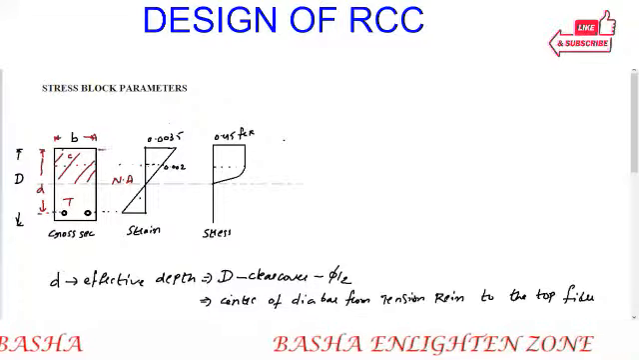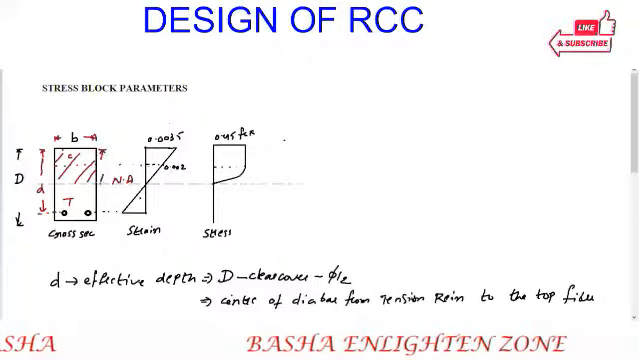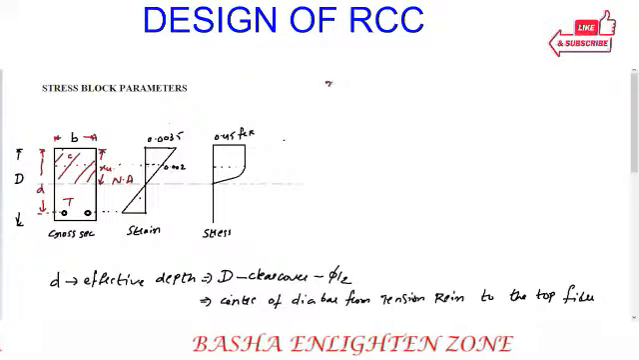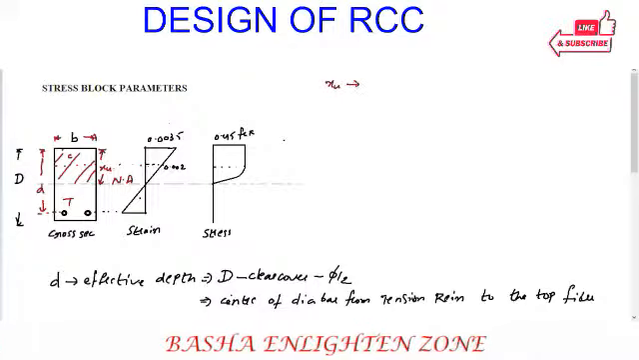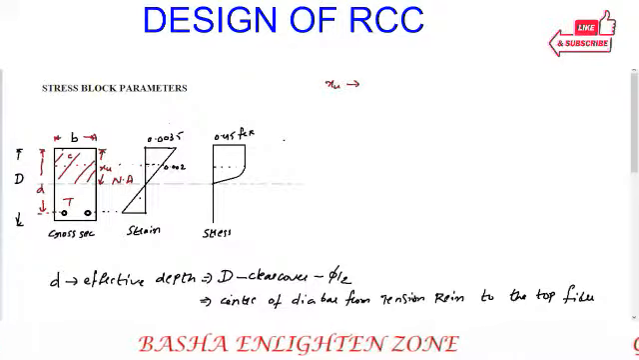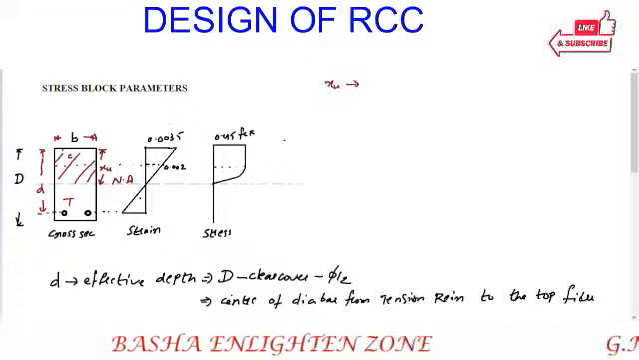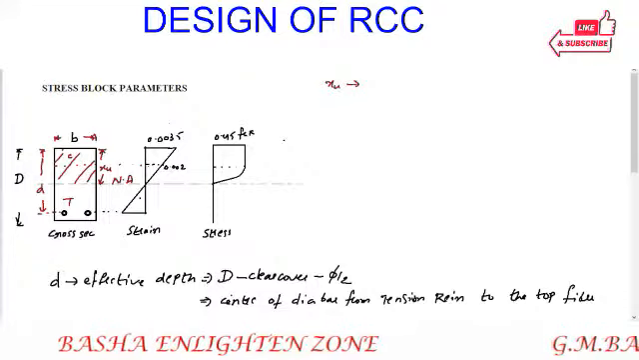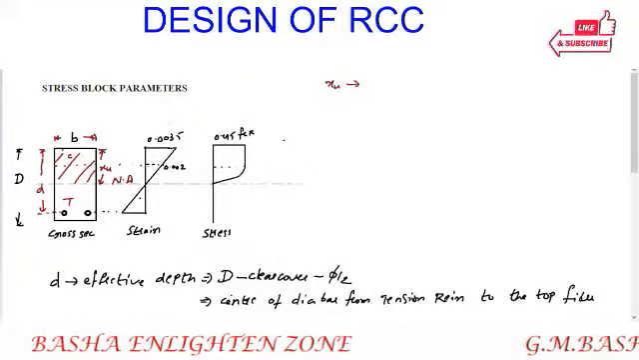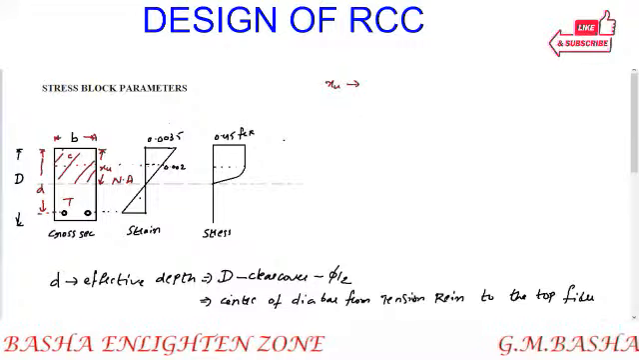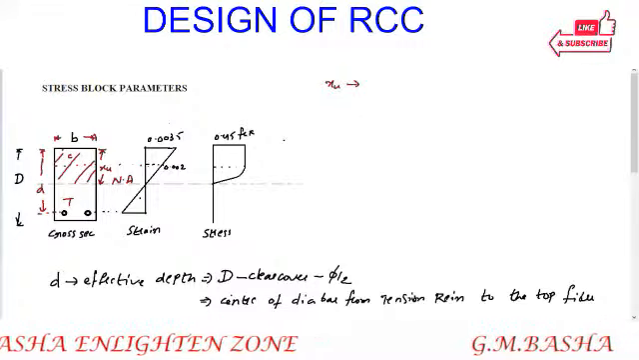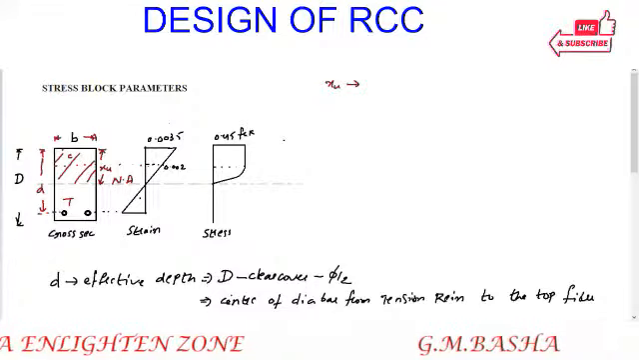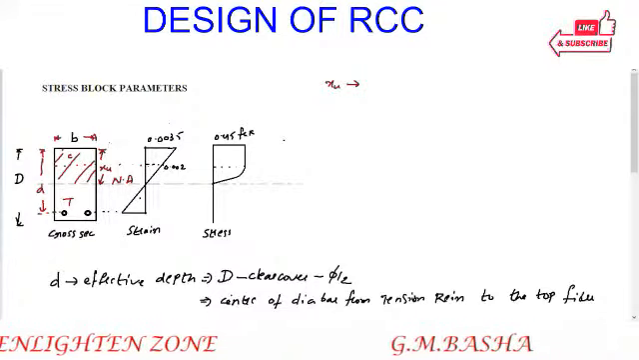So from here to here, exactly the neutral axis, I am indicating with XU. So what is XU? XU is the distance of the neutral axis from the top fiber. The depth of the neutral axis can be obtained by taking this one. So I am indicating with XU the distance from the neutral axis to the top fiber.